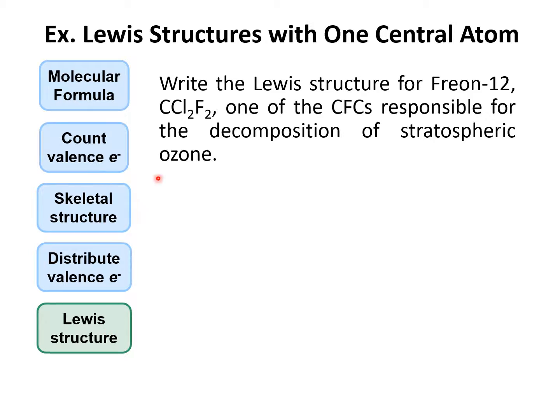So we see here that the molecule has one carbon atom, and carbon, being a group 14 element, has 4 valence electrons, and we have 2 chlorine atoms, which is in group 17 of the periodic table, giving us 2 times 7 valence electrons, and we have 2 fluorine atoms, which is also in group 17, again giving us 2 times 7 valence electrons. Adding up all the valence electrons gives us 32 valence electrons in our molecule.